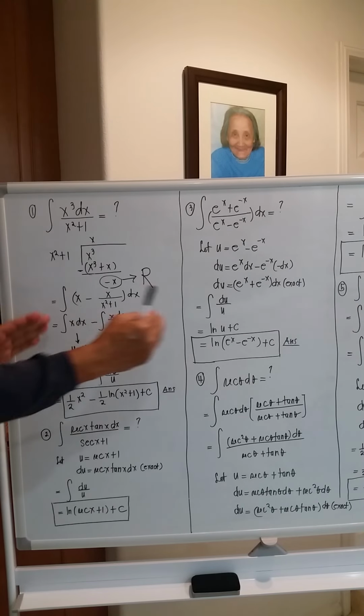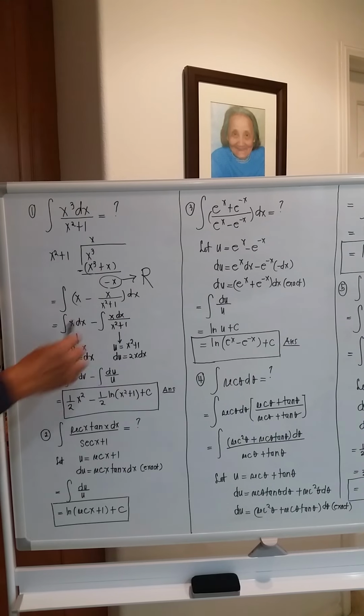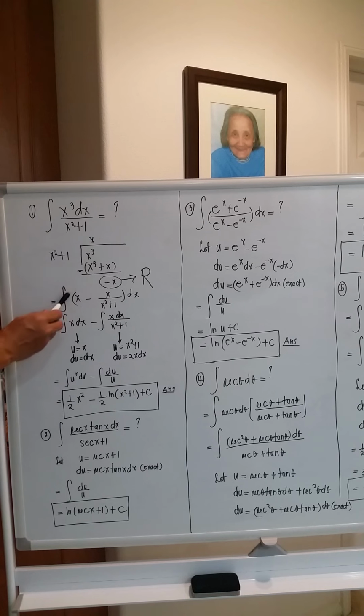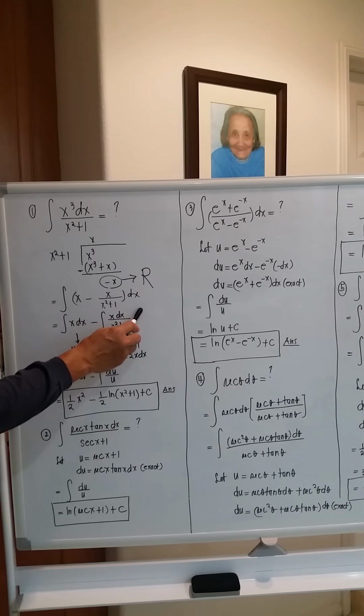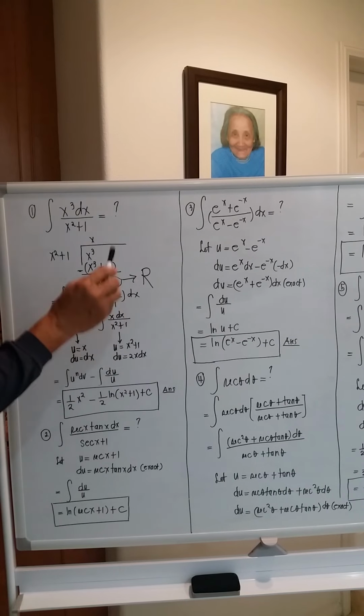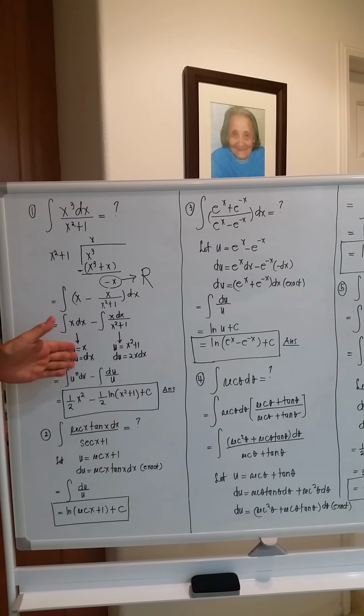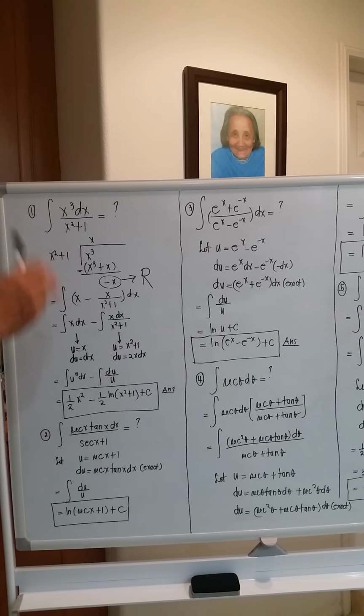Then try to integrate the terms. It's a sum, or it's a difference. The first one will be the integral of x dx minus the integral of x dx all over x squared plus 1. If we now observe the resulting problem after the division, they are now both integrable.